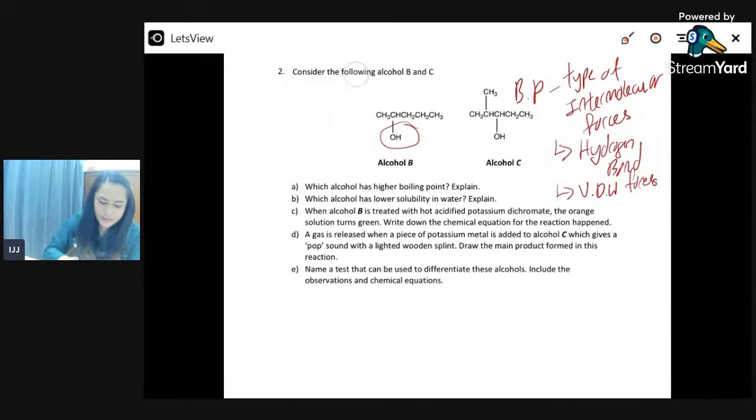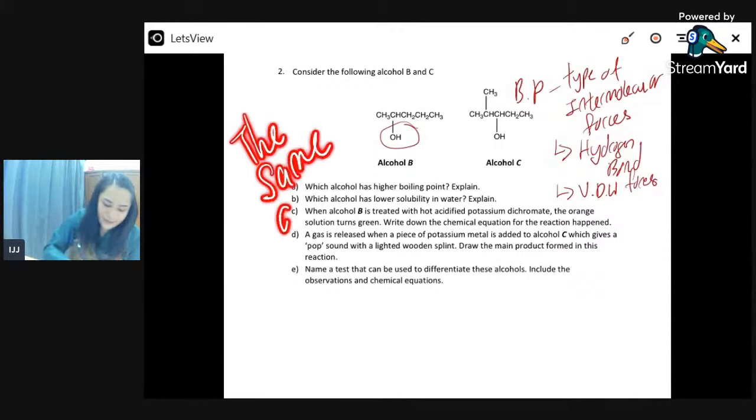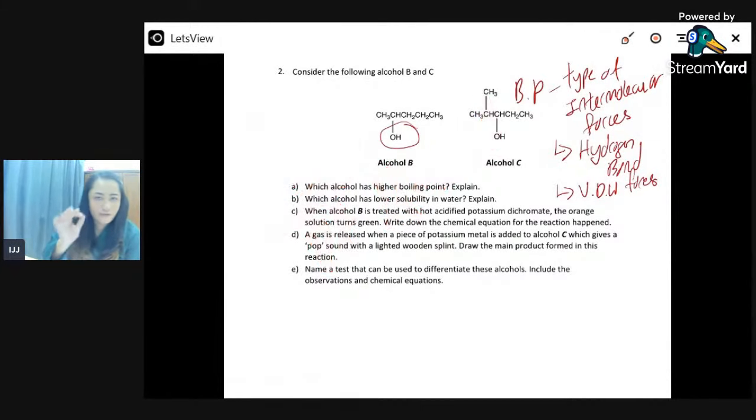Okay, so if you look at the structure, kalau kamu tengok alcohol B ada satu OH group. Okay, alcohol C juga ada satu OH group. So they both can form the same amount of hydrogen bond. Why? Because they both have only one OH group. Now you look at the second factor.